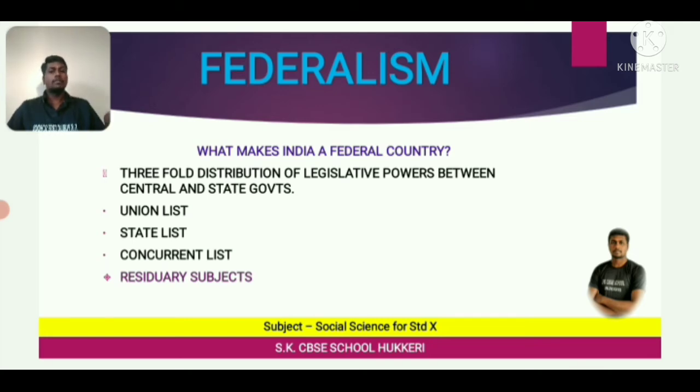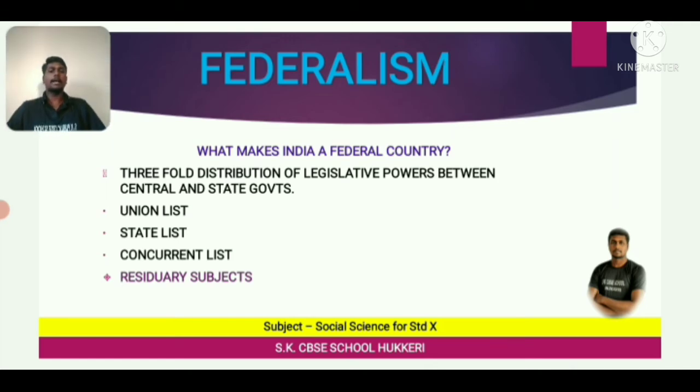And the subjects which are there in the union list, over those subjects, the union government, I mean the central government, has power to make laws. The important point to understand is that the union government alone can make laws relating to the subjects in the union list. The central government alone can make laws without the consent of state governments.